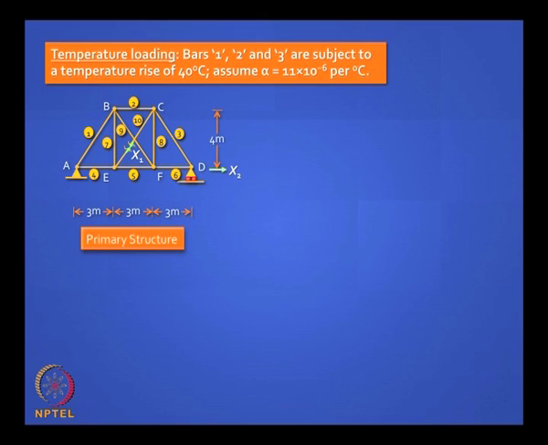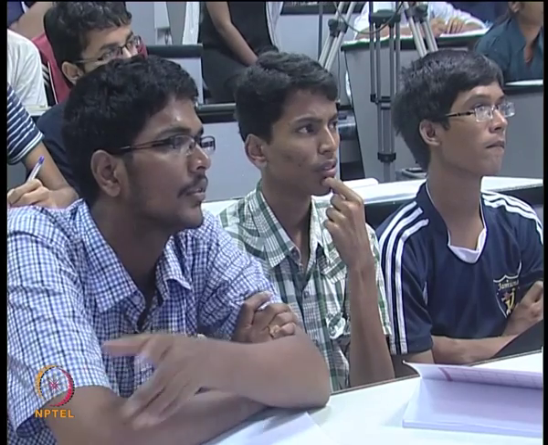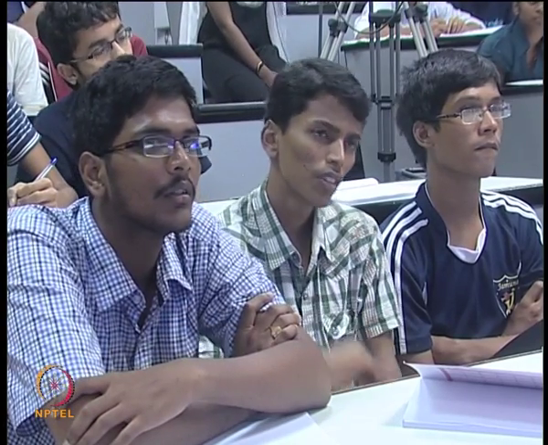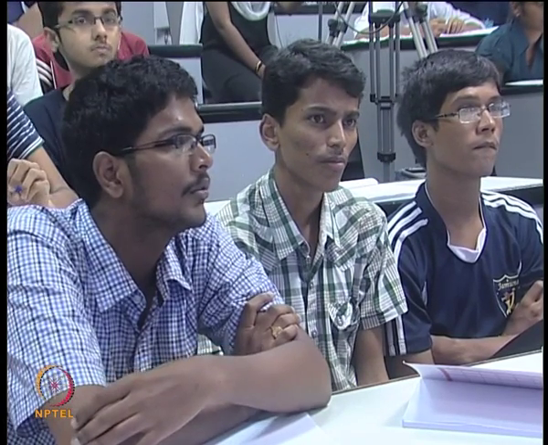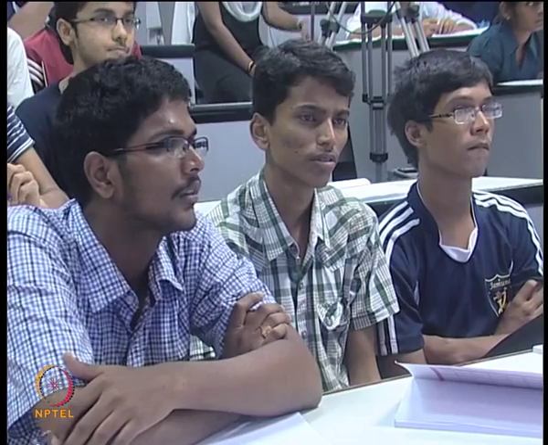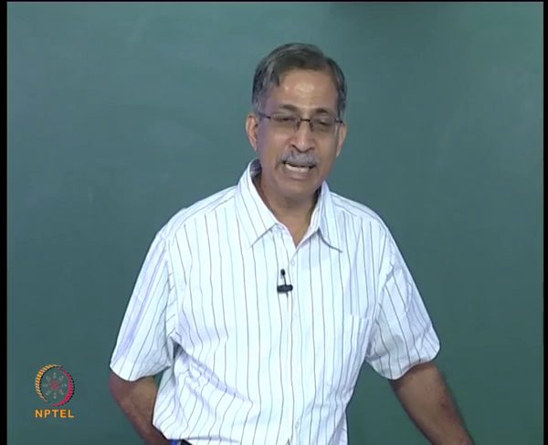The elongation is caused due to temperature. You have to figure out in the primary structure what, so you agree your right hand side D1 and D2 are 0. How will you get delta D1L and delta D2L? Delta D2L is 0. Delta D1L is caused due to this. Okay, why do you say delta D2L is 0? You are right. It doesn't move. It does not move for what reason? Okay, how do you get delta D1L?